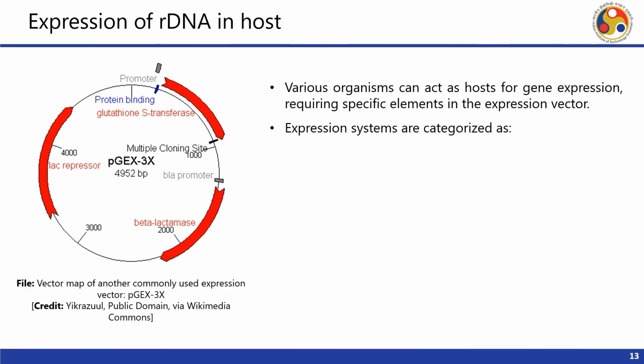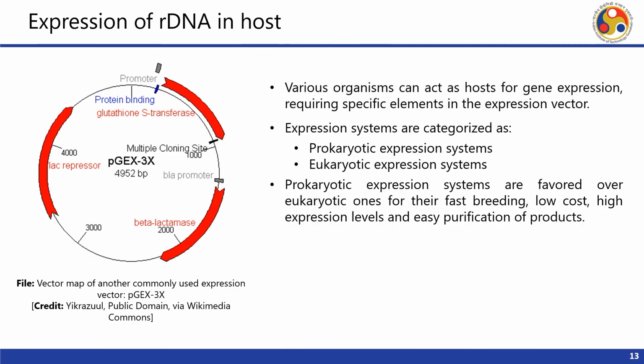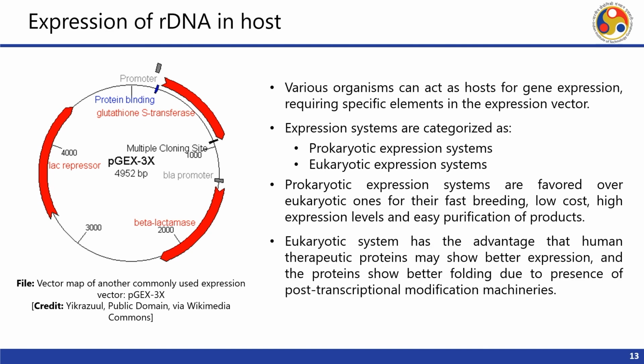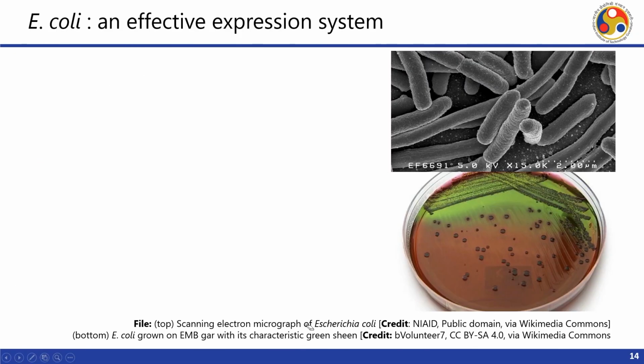We can classify the expression systems as prokaryotic expression systems or eukaryotic expression systems. Prokaryotic expression systems are favored over eukaryotic ones for fast breeding, low cost, high expression levels and easy purification of products. Eukaryotic systems have the advantage that human therapeutic proteins may show better expression, and the proteins show better folding due to the presence of post-translational modification machineries which are absent in prokaryotic expression systems.